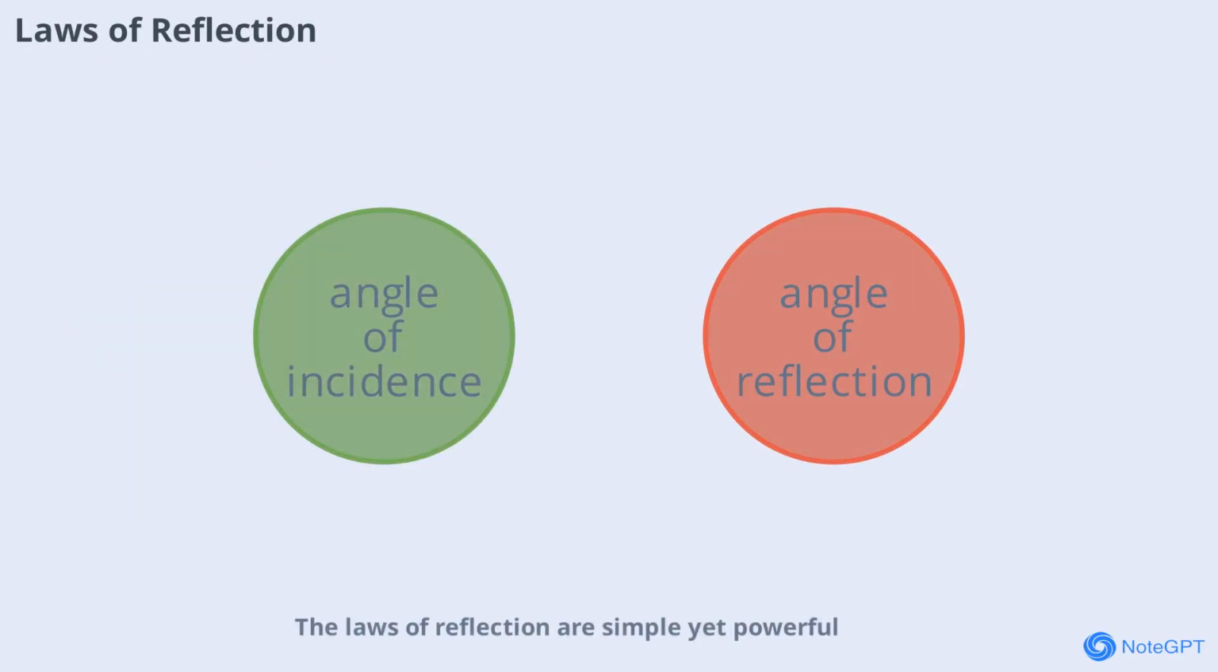Laws of reflection are simple yet powerful. The first law states that the incident ray, the reflected ray, and the normal all lie in the same plane. The second law says that the angle of incidence is equal to the angle of reflection. These laws apply to all types of reflection and are fundamental to understanding how mirrors and other reflective surfaces work. They also help explain everyday phenomena like seeing your face in a pond.